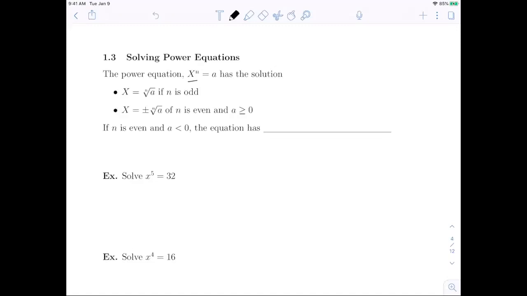Remember, if we take the square root of something, it's always plus or minus that root. This is the same property. I just extend it to all even integers. What if n is even and a is less than 0? It's going to look like the nth root of, like, negative 1. So we say that the equation has no real solutions.